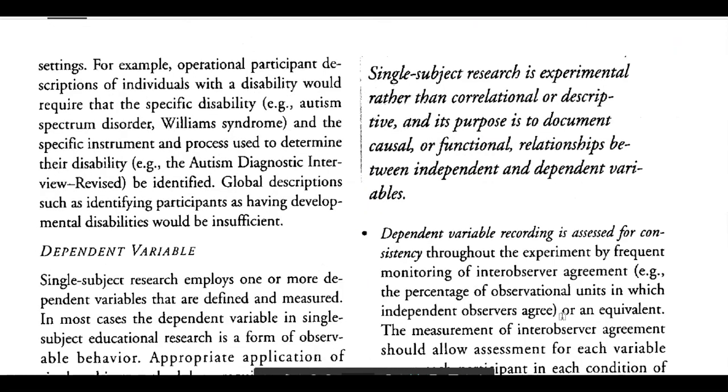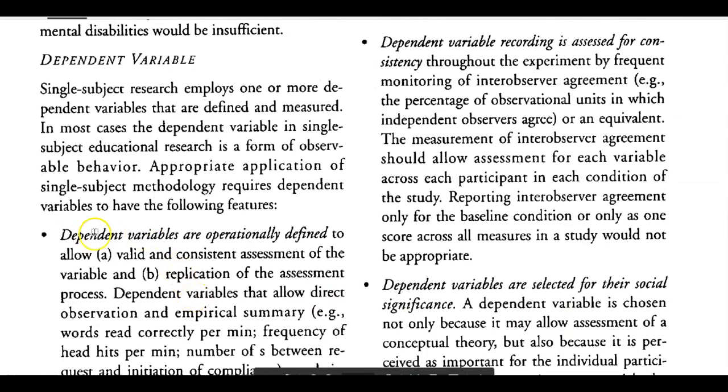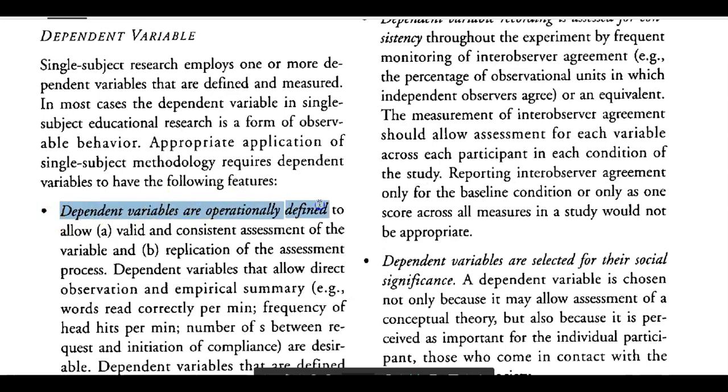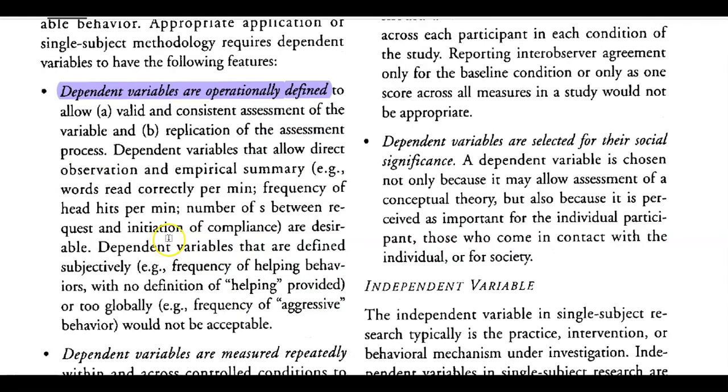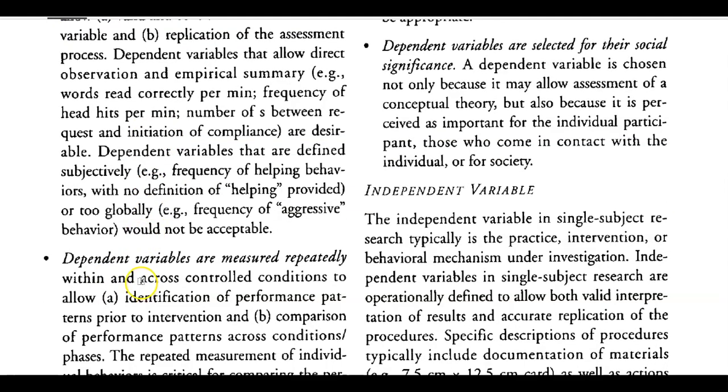In terms of the dependent variable, it gives a list of what the features are. We want dependent variables to be operationally defined. That means your definition of what that behavior is that's changing. We want to know exactly what it looks like so it can be directly observed, whether it's a physical movement of the child or a permanent product, a result of a test. It needs to be described and then measured repeatedly.